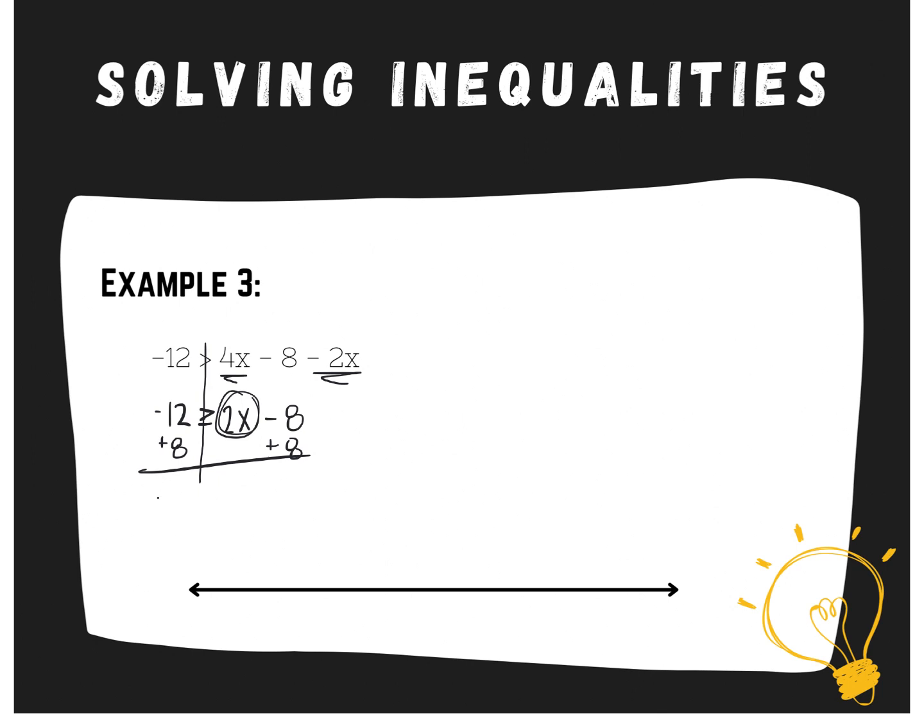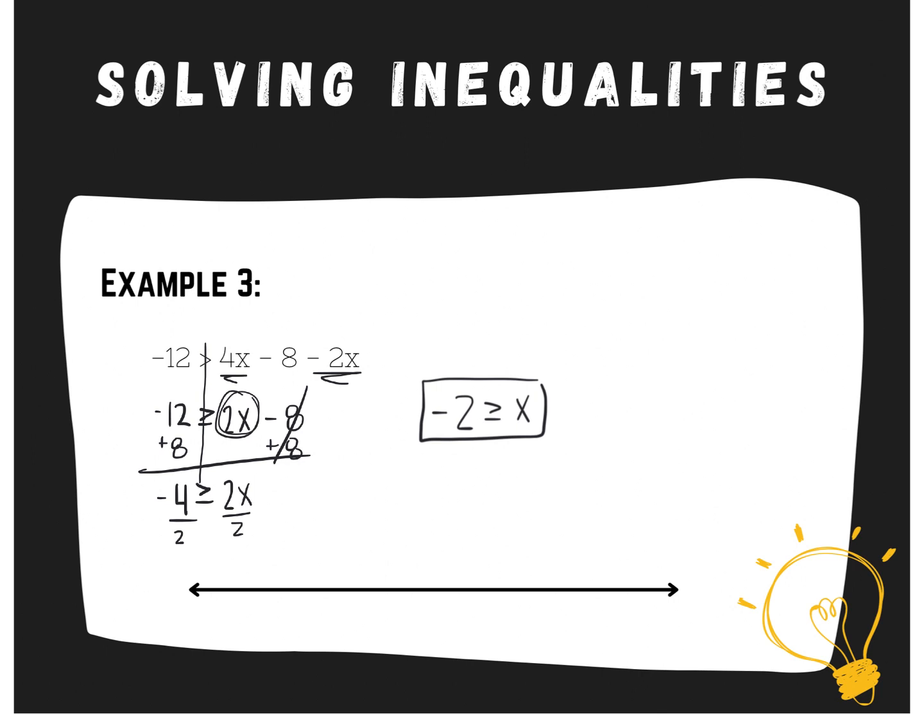Negative 12 plus 8 is negative 4. Be careful not to put an equal sign. I keep saying it because it happens a lot. And then negative 8 plus 8 is 0, so I'm left with only a 2x. Now, to complete getting that x isolated, I'll divide by 2 on both sides, and I'll get negative 2 is greater than or equal to x.